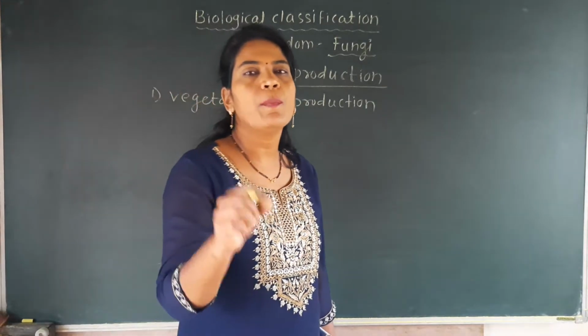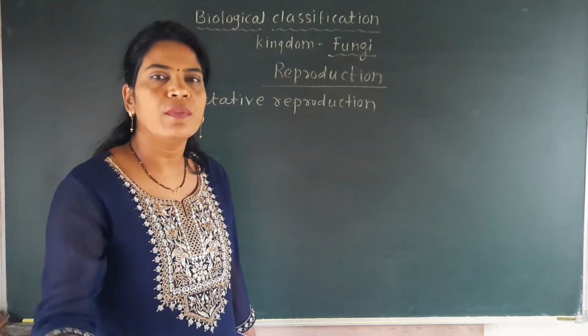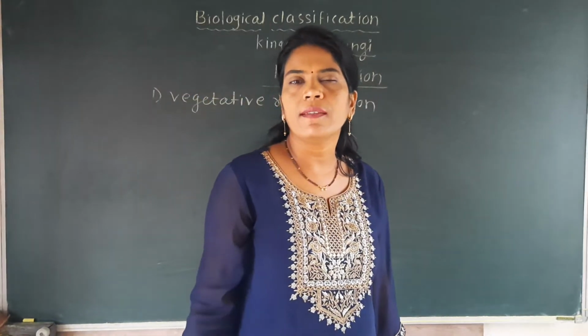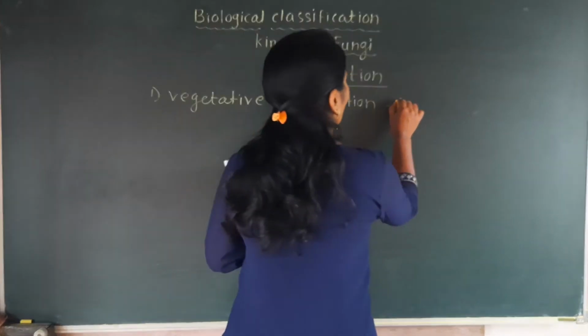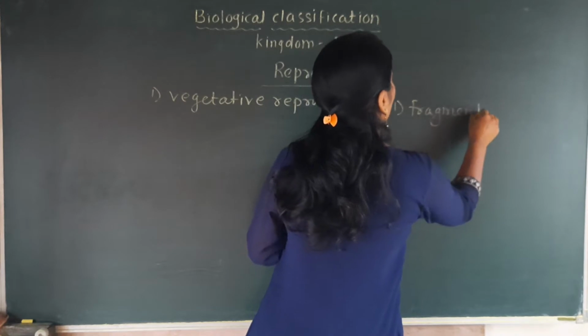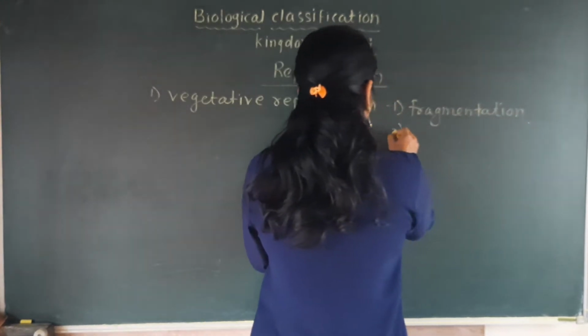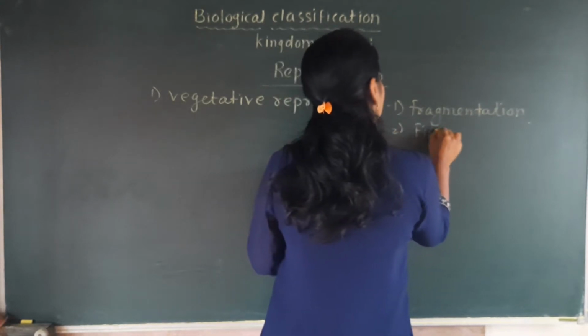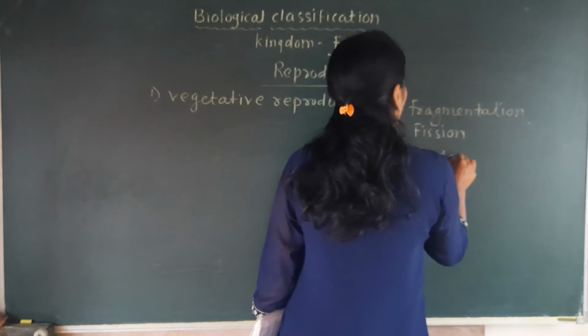Okay, a vegetative part, not a sexual part. When a vegetative part of the fungi produces a new fungi, then we call it vegetative reproduction. And there are three types of it. First is called fragmentation. Second type is called fission, and third type is called budding.